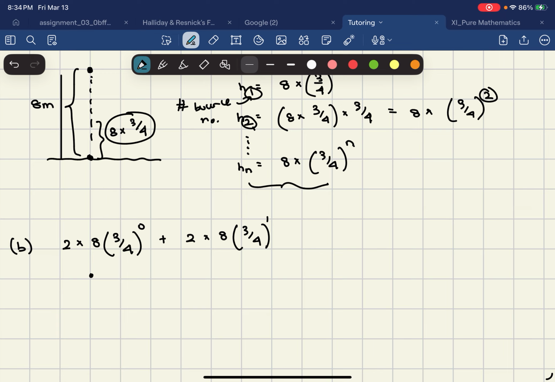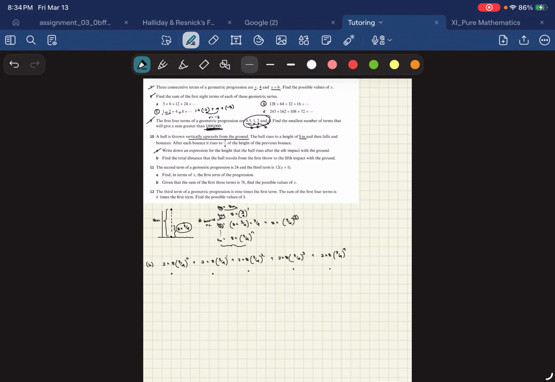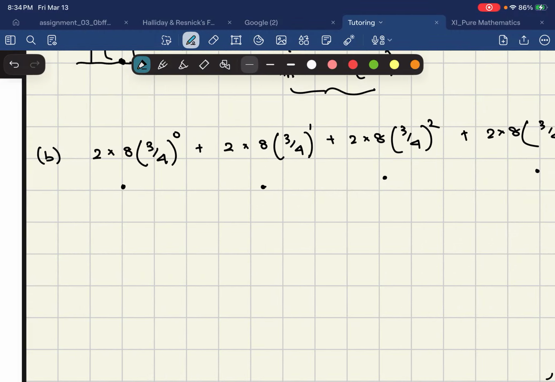And then after it travels this, it's going to bounce again, so we are already on our second bounce, and it's going to go on: 3/4 squared, 2 times 8 times 3/4 cubed, so third bounce, fourth bounce, and finally you're going to have 2 times 8 times 3/4 to the power 4, and then it hits the ground for its 5th bounce, and we only want up to the 5th impact, so 5 bounces.